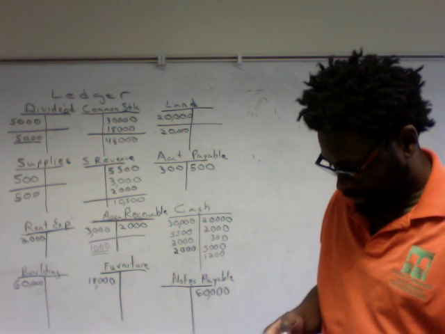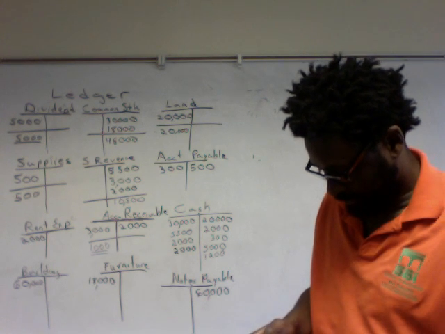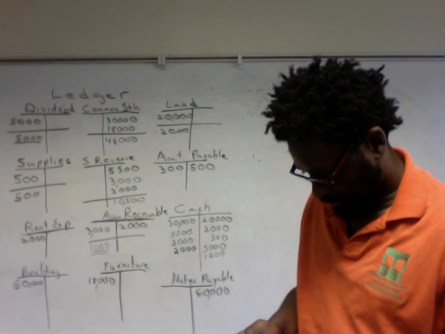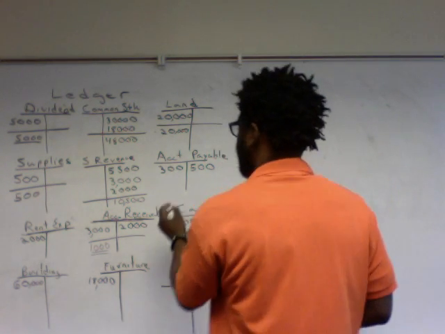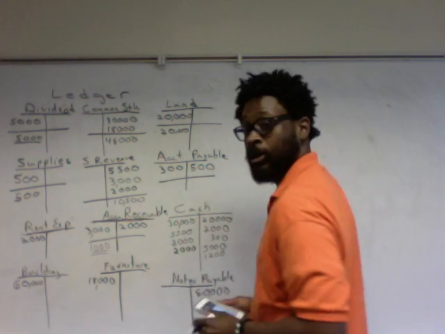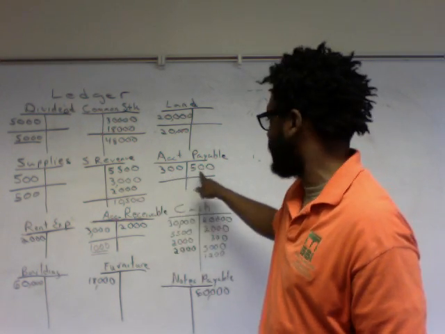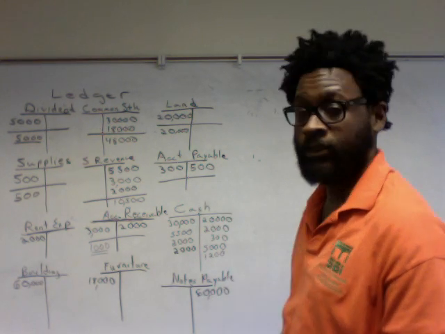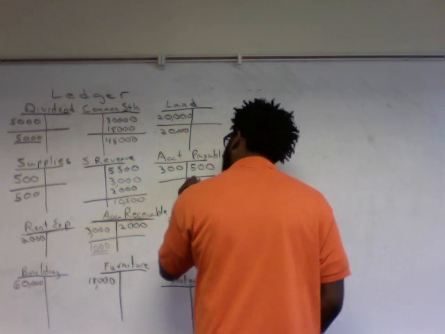And let's see, where's my calculator? Okay, we have accounts payable. What's the rule? You add up your left side, debit side, which gives us 300. You add up the right side, which gives us 500. We subtract the 2, that's 200. Where does the 200 go? The side that had the highest amount, which is the 500, so it has a normal balance of 200.